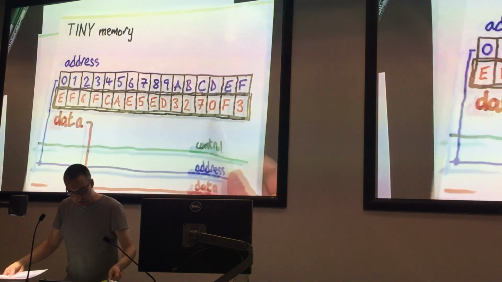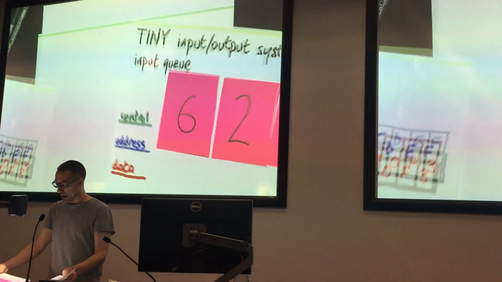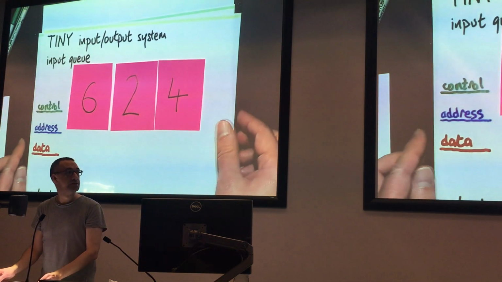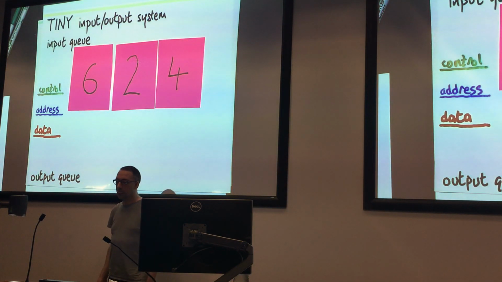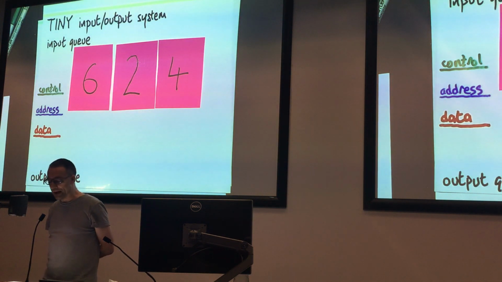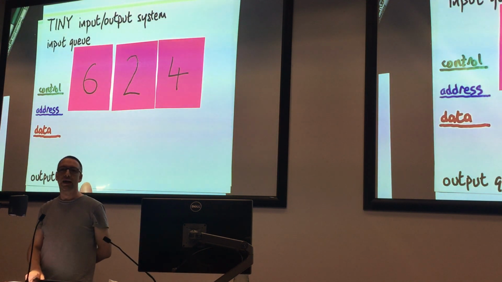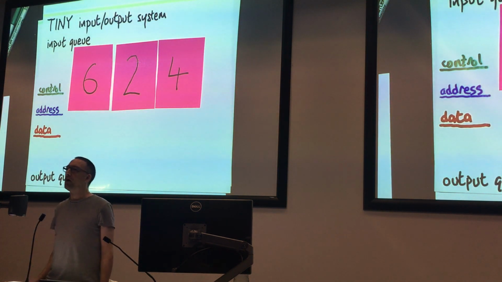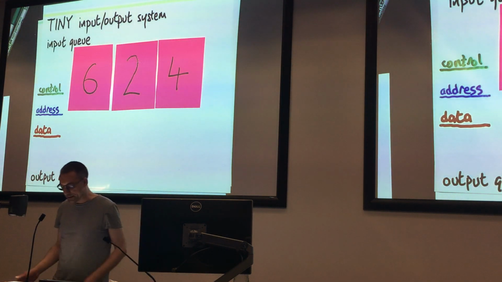Okay? What else does the tiny machine have? Well, it's a von Neumann architecture. So it has an input-output system. In this case, it has a queue of hexadecimal values waiting to be received through the input, and at the moment it has a currently empty queue of values that have been sent via the output.